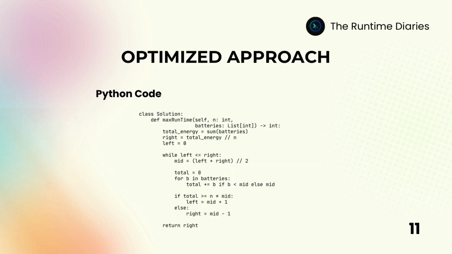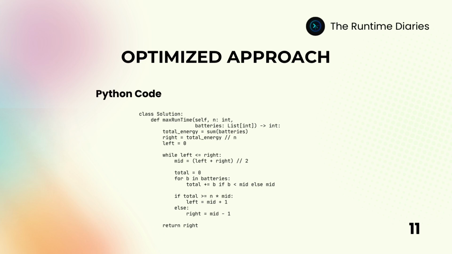Putting it all together, here's the complete solution. We calculate total_energy as the sum of all batteries. We set right to total_energy divided by n using integer division and left to 0. Then we enter a while loop that runs as long as left is less than or equal to right. Inside the loop, we compute mid as the average of left and right using integer division.